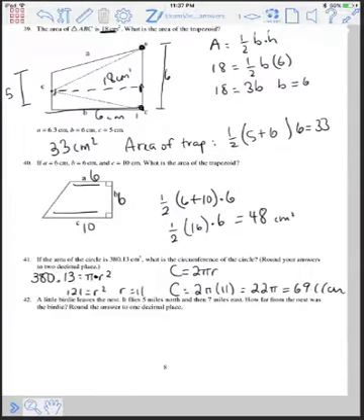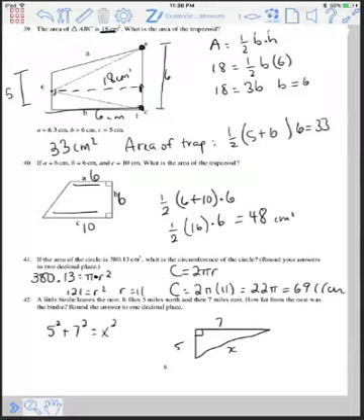For 42, the bird travels 5 miles north, 7 miles east, and we're supposed to figure out how far away the bird ends up from his nest. So it makes a right triangle. We're trying to find the hypotenuse of a right triangle, so we use the Pythagorean theorem. 5 squared plus 7 squared equals x squared.